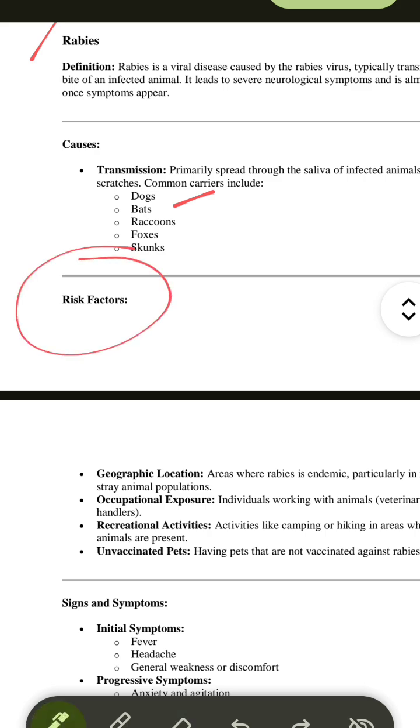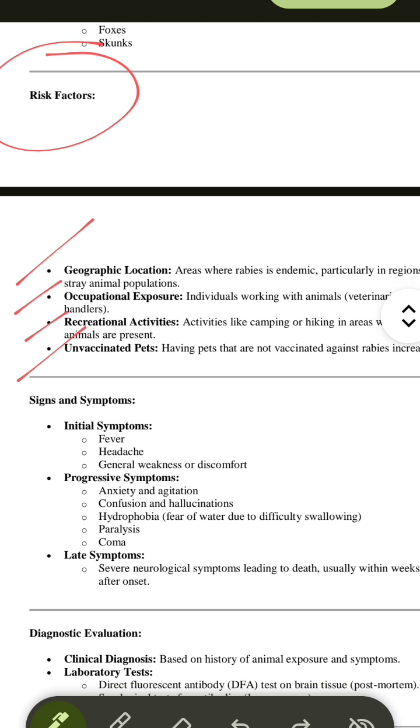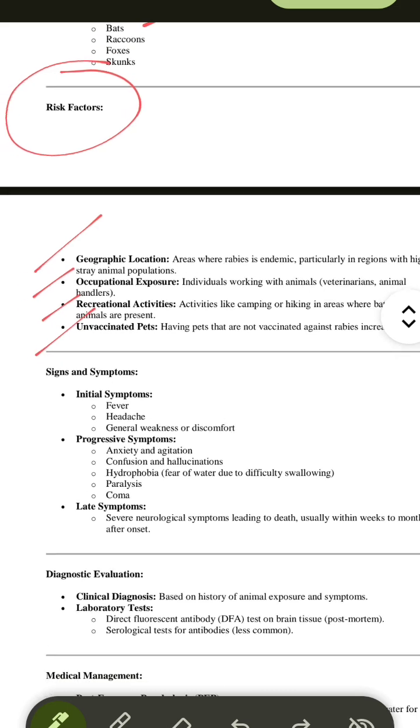Next we'll move on to risk factors. So what are the risk factors here? Geographical location, occupational exposure, recreational activities, and unvaccinated pets. So these are the risk factors of rabies.